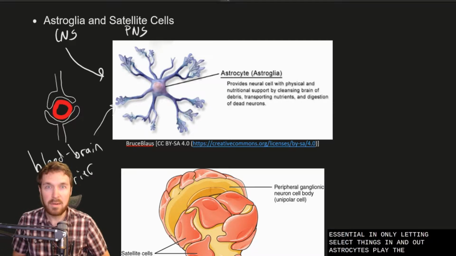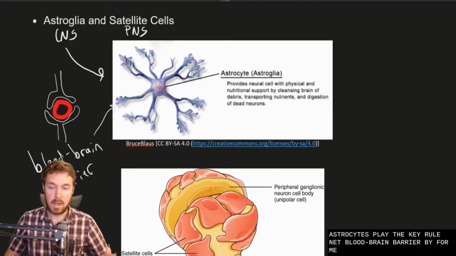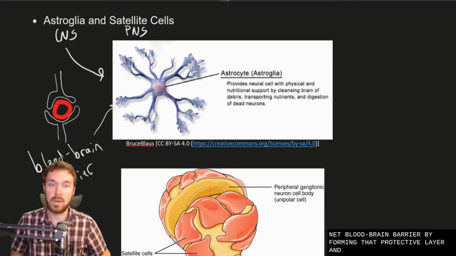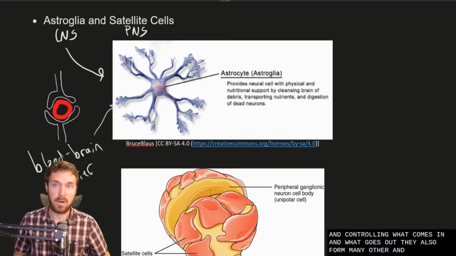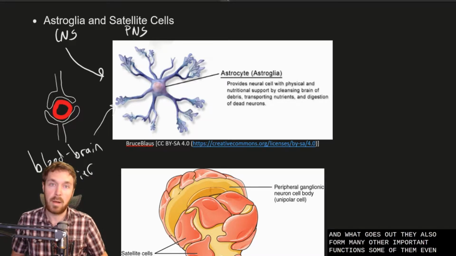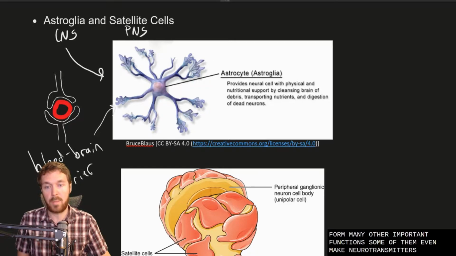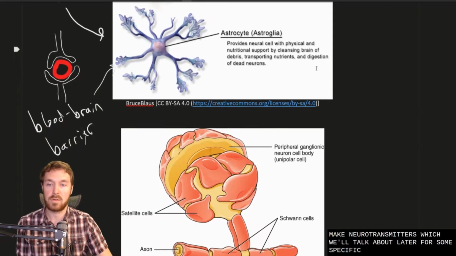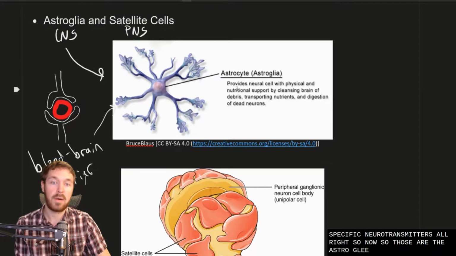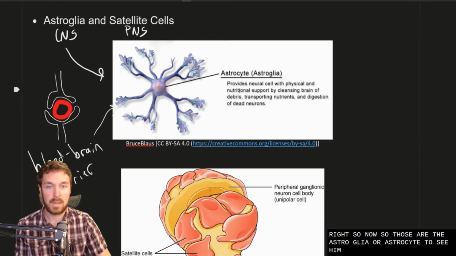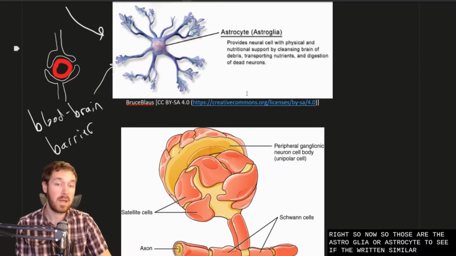The blood-brain barrier is essential in only letting select things in and out. Astrocytes play the key role in that blood-brain barrier by forming that protective layer and controlling what comes in and what goes out. They also perform many other important functions. Some of them even make neurotransmitters, which we'll talk about later for some specific neurotransmitters. All right, so those are the astroglia or astrocytes. You'll see them written in similar ways back and forth.